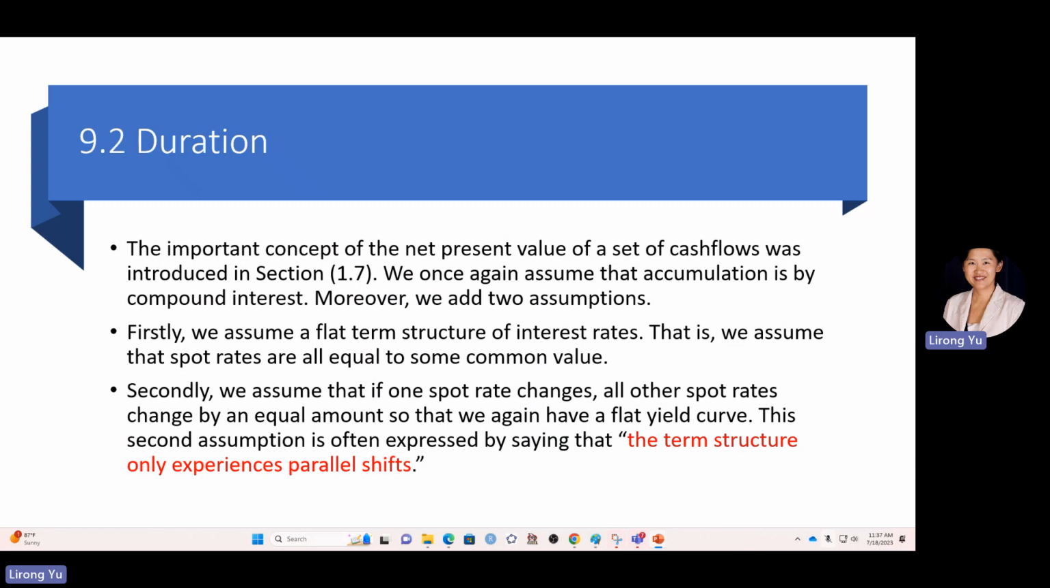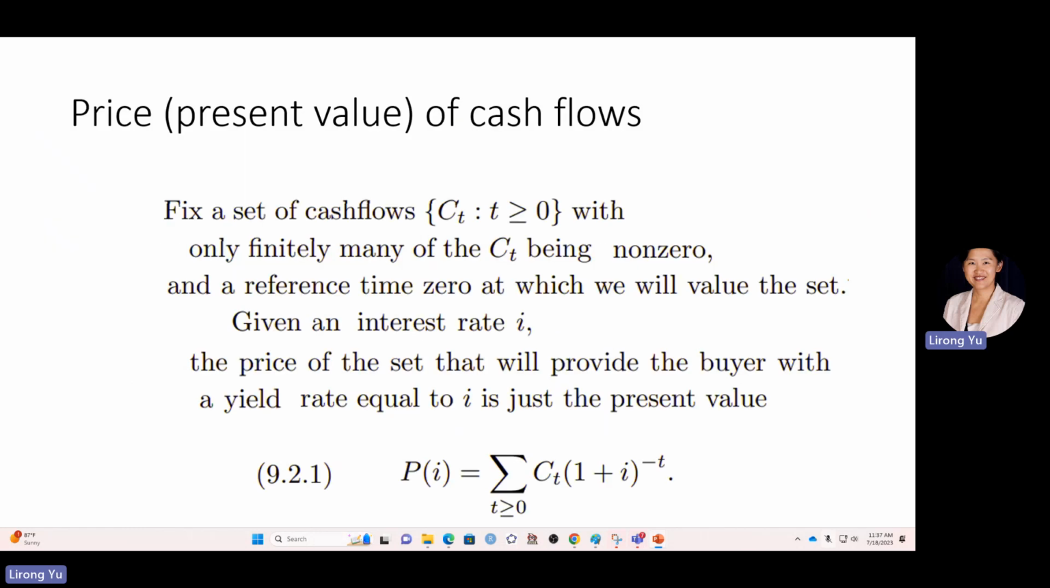Second, we assume if one spot rate changes, all other spot rates change by an equal amount, so that we again have a flat yield curve. So we assume that if the interest rate changes, they all change the same amount. All right. So let's look at the present value, the price of a cash flow.